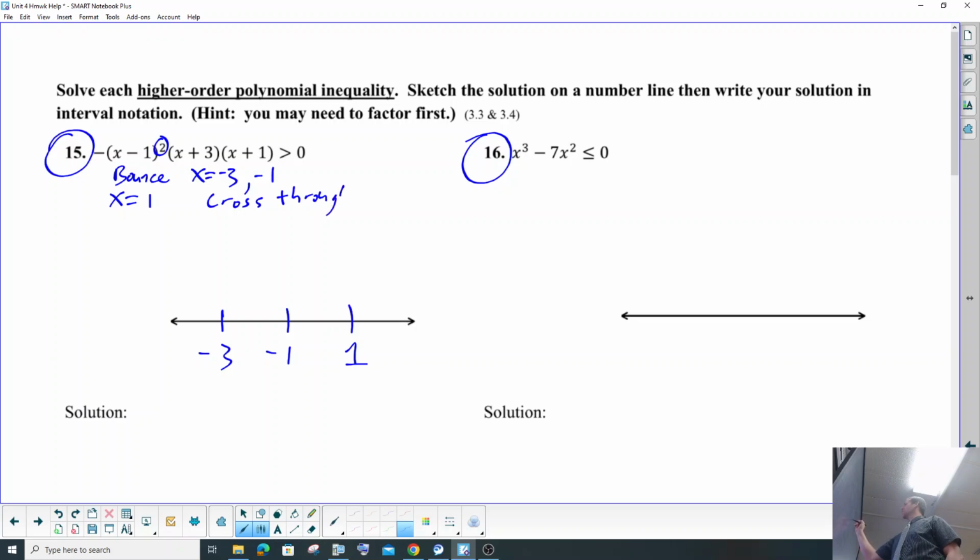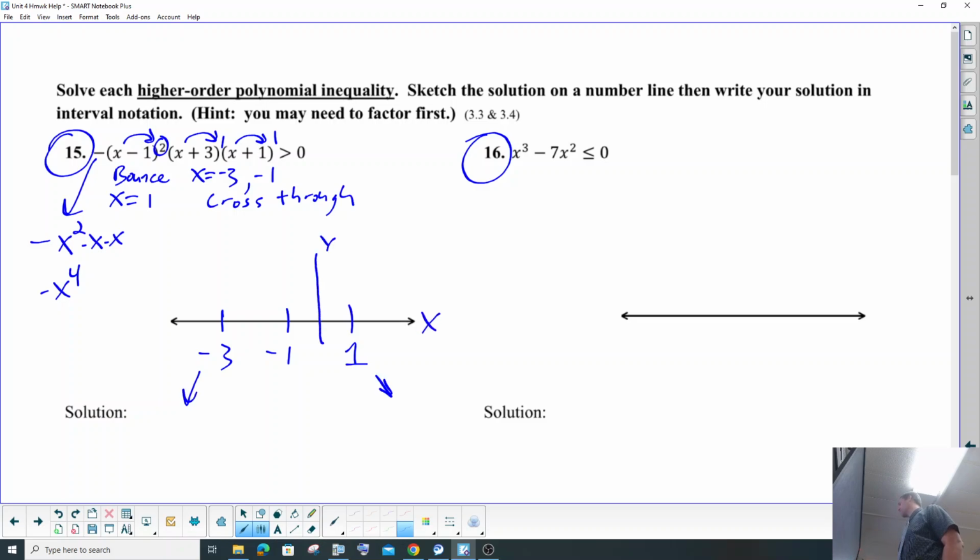Cool. Don't forget you need the end behavior. So end behavior, we have a negative. We have x squared from this guy. And then to the first power, so times x. So that's going to be negative x to the fourth power, which is down, down. So there's down, down. There's our y-axis and x-axis.